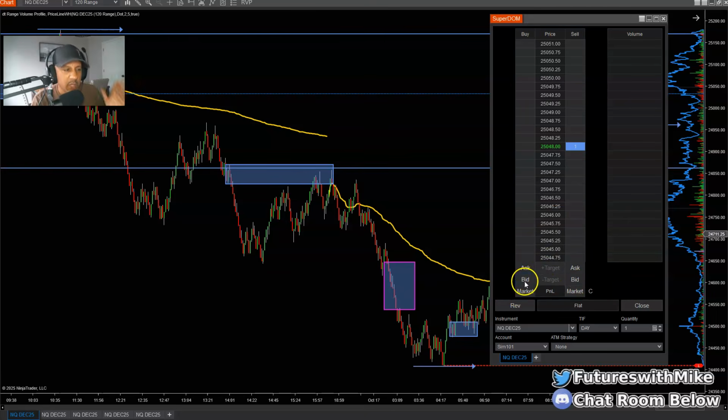If I'm wanting to go long, then I'll hit buy bid, okay, to get in at basically the least amount of slippage as possible. And if I want to get a little bit more aggressive, I'll go buy ask. Never do I enter with buy market. There's a lot of slippage there.